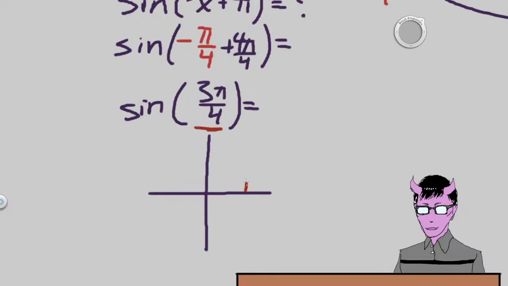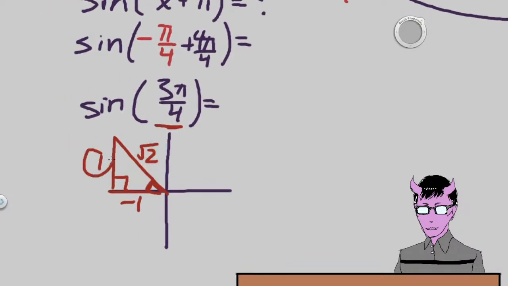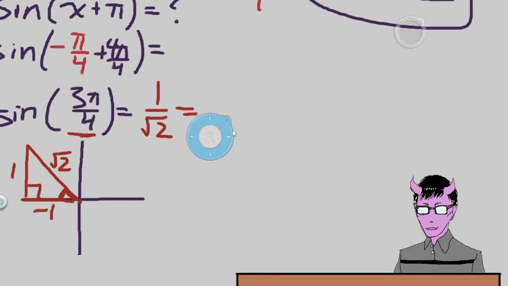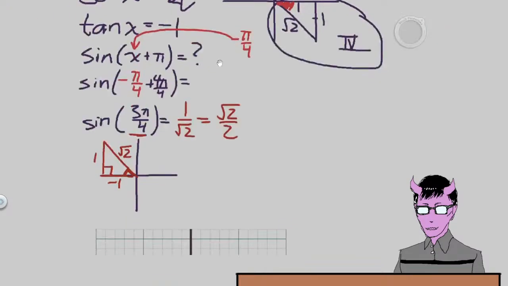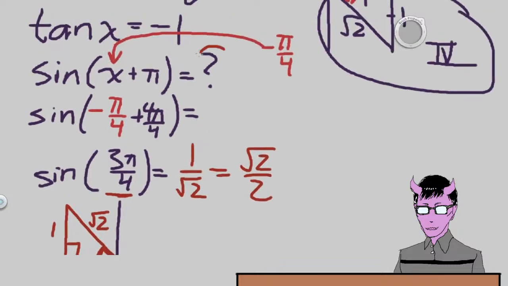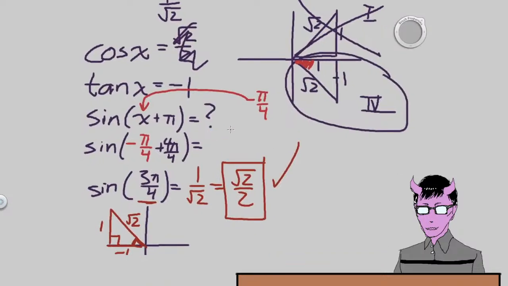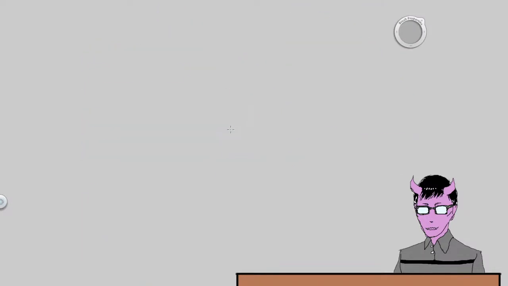So what is that? That's going to be in quadrant 2, generating this as a reference triangle. What is that? That's going to be -1 adjacent, positive 1 opposite, and root 2 for our hypotenuse. Okay. Not too bad. We have a positive 1 over hypotenuse of root 2. If we rationalize, root 2 over 2. That should be it. So what is this? It's going to be root 2 over 2. Final answer. Not too bad, right?